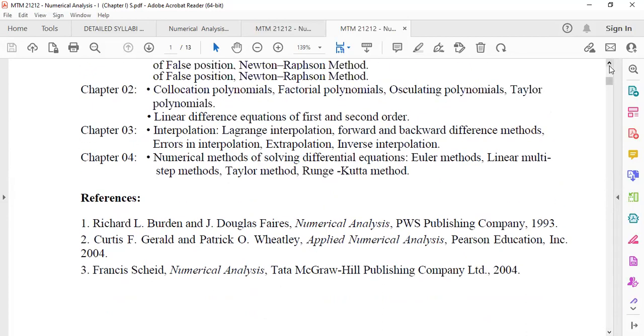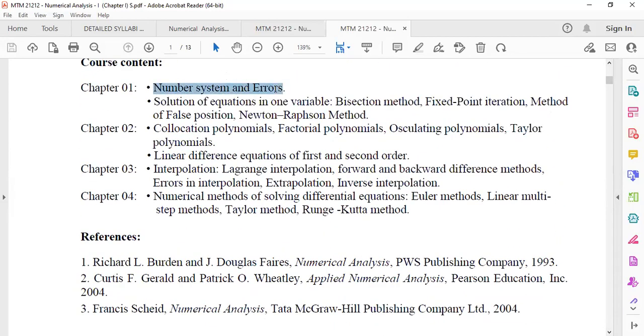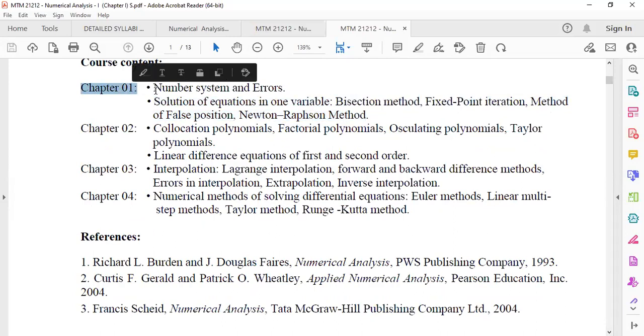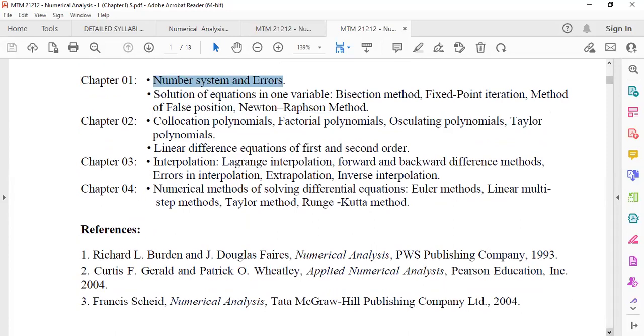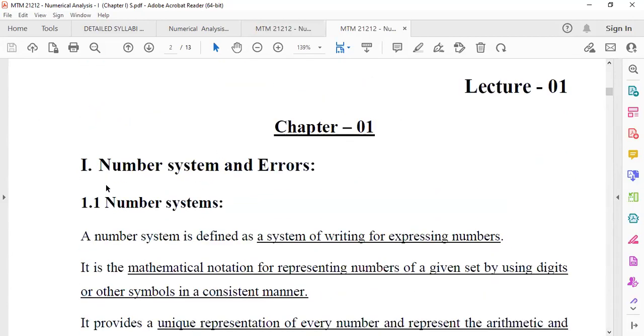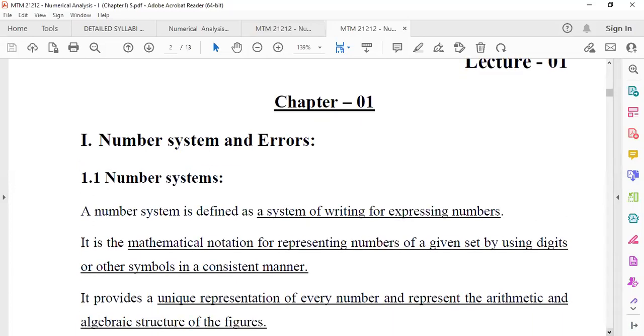So the first chapter is number system and errors. There are two sections. One by one we can finish chapter number one. Let's start this first class with section number one of chapter one, number systems and errors.